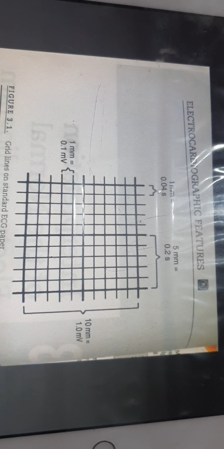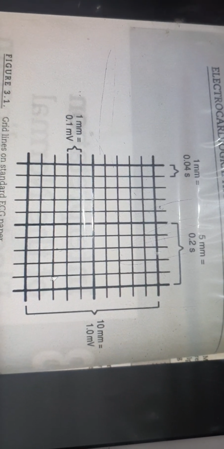Square, there are 5 small squares, so it will be 0.5 millivolt. In the horizontal axis, one small square represents 0.04 seconds. So one large square will represent 0.04 into 5, that is 0.2 seconds, and two large squares will represent 0.5 plus 0.5, meaning 1 millivolt. So these are the grid lines on the standard ECG paper, and we need to know this to calculate the amplitude of the signal and also the duration of the signal.